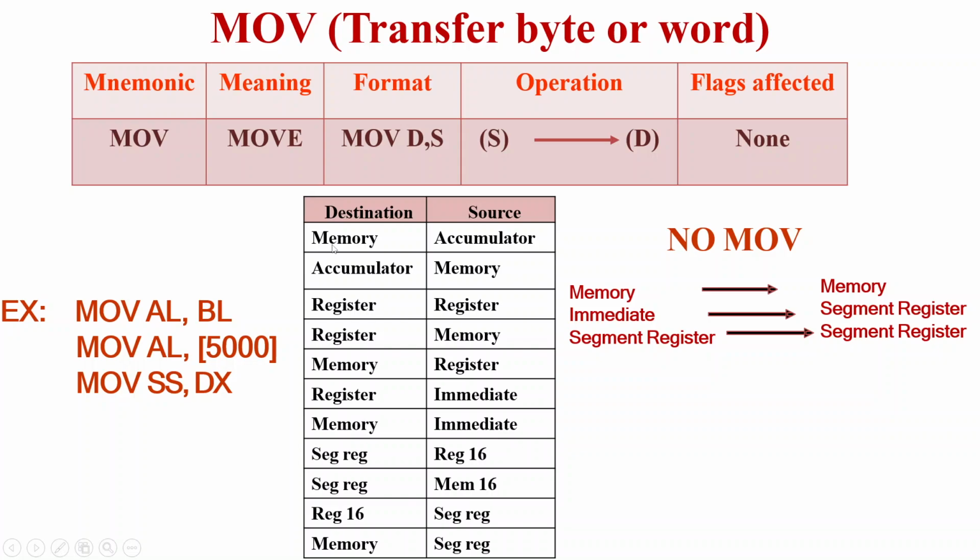to SS. This table tells you what the possible moves are, whereas this tells you what you cannot move. Here you cannot apply this move operation between memory to memory, from immediate data to a segment register, and between a segment register to a segment register. And under this table I have listed all the possible moves.